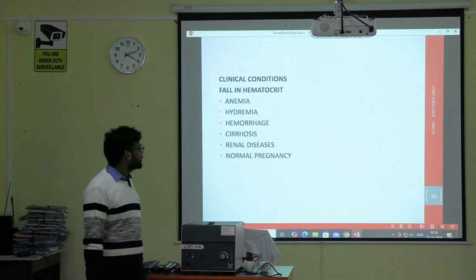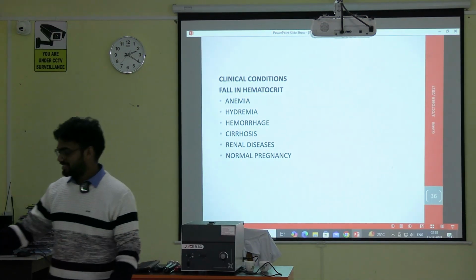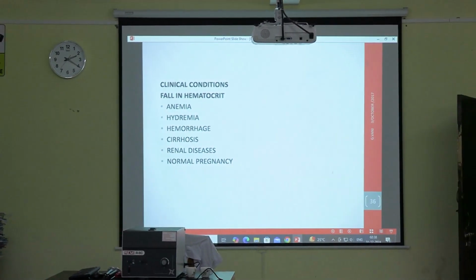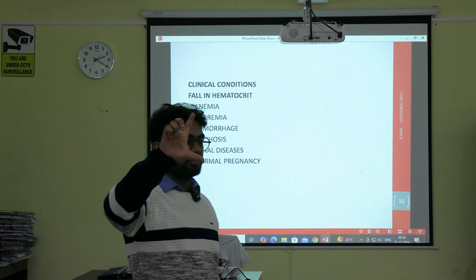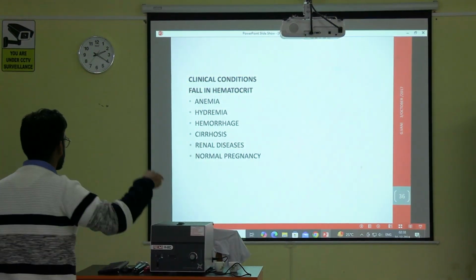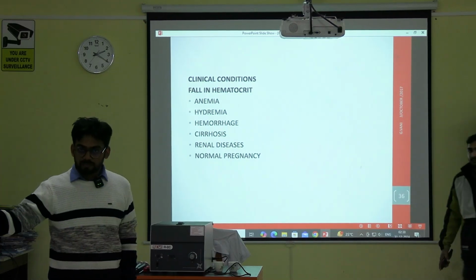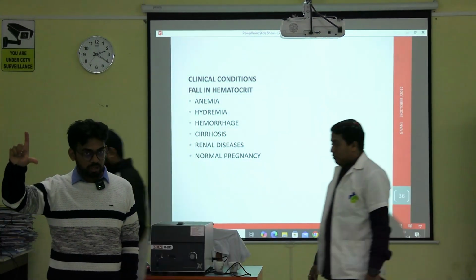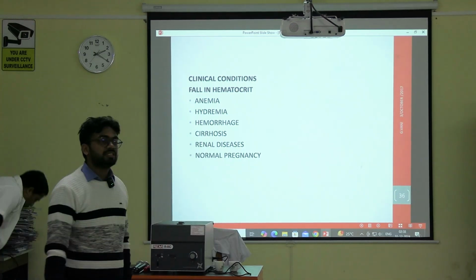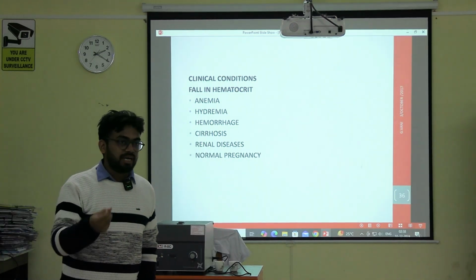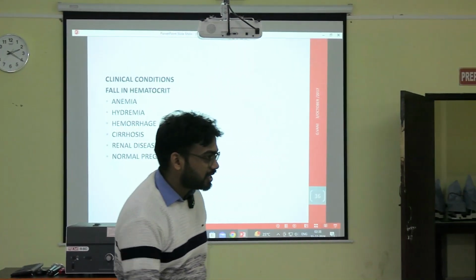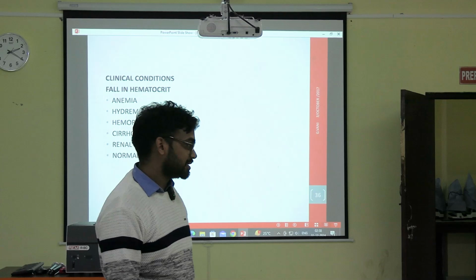Some conditions where you will see a fall in hematocrit, meaning this value of RBC would be low. One condition you all know: anemia. In anemia it will be less. Hemorrhage, if there is blood loss, the volume of RBC will be low. Next, cirrhosis, a liver condition where the albumin level is very low, and if albumin is very low, the fluid comes to the periphery.